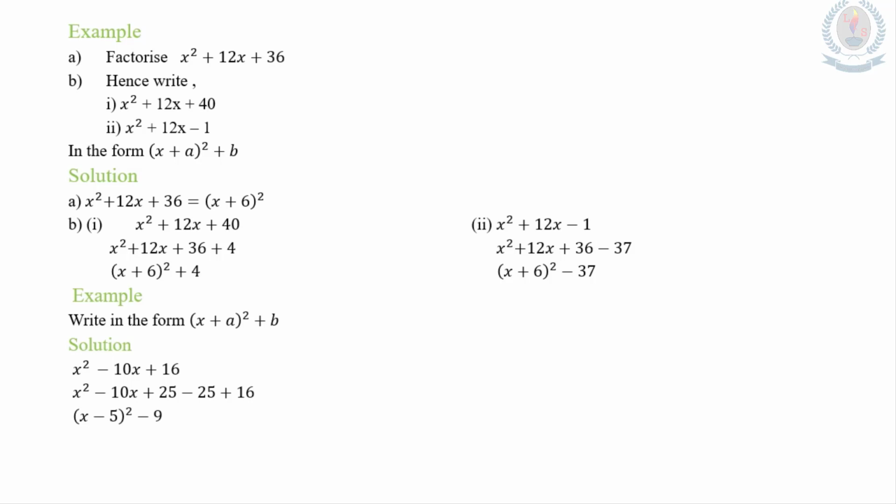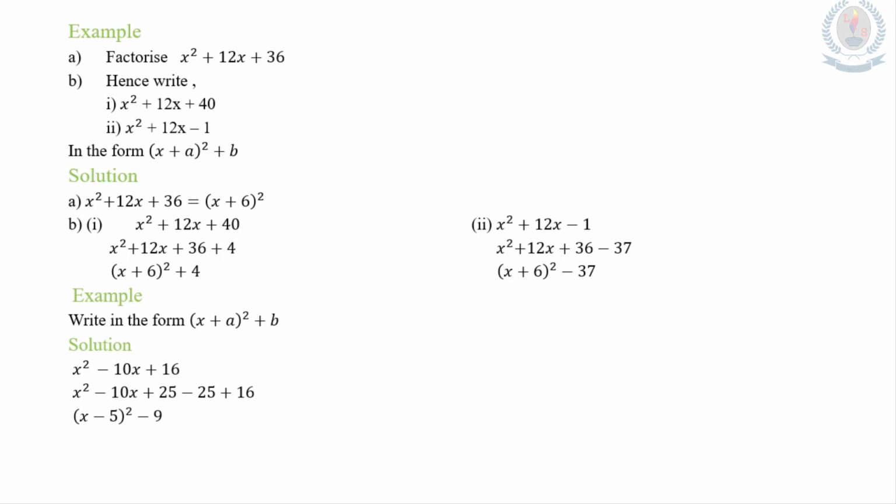Now check part B, first one. x squared plus 12x plus 40. You have to write the answer in x plus a squared plus b form. So you can write first x squared plus 12x, then 40 you can take as 36 plus 4. Then x squared plus 12x plus 36 you can write as x plus 6 squared. That other 4 you can write in the same way. Now I think that form is okay, x plus a squared plus b.